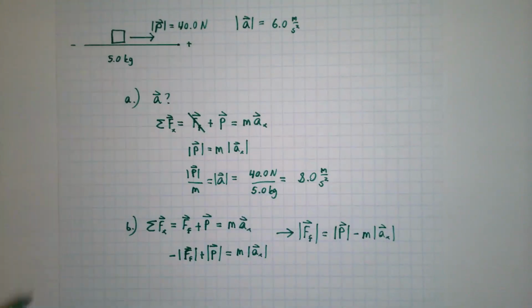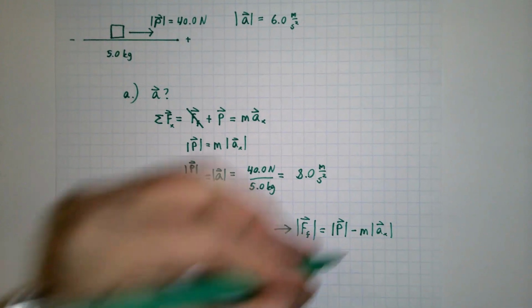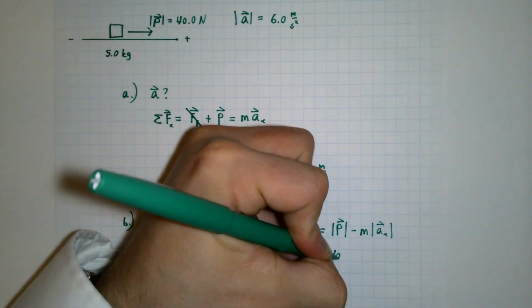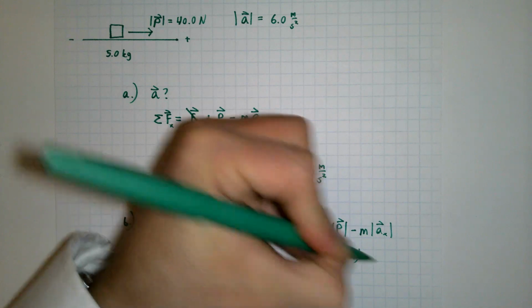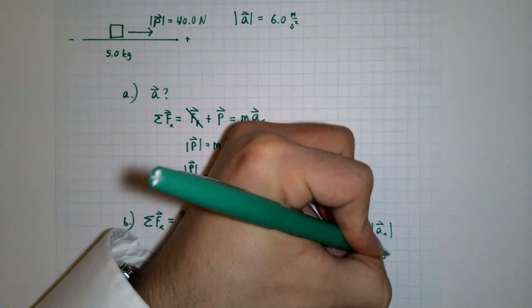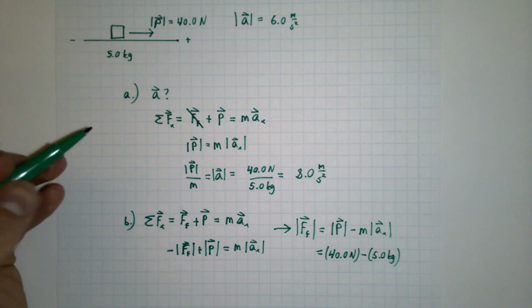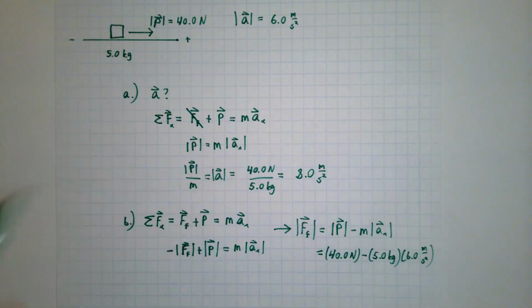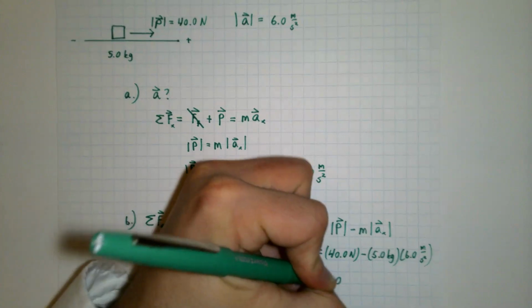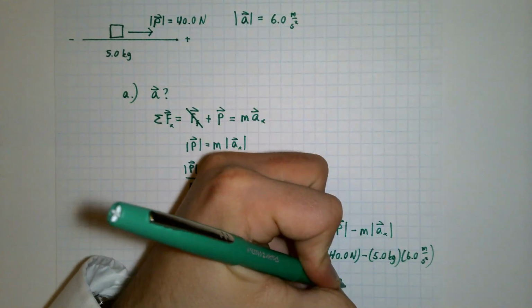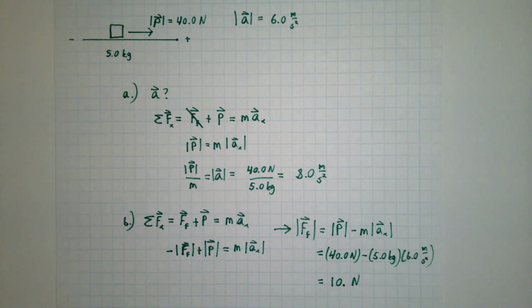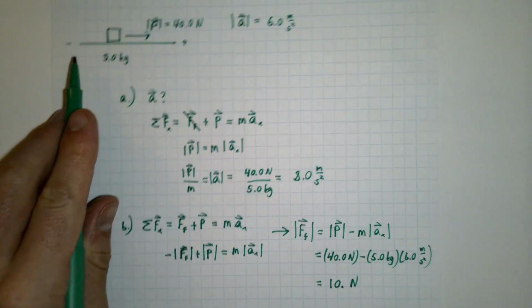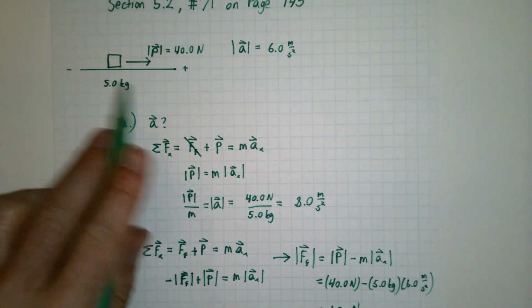We know that the push is 40.0 newtons, the mass is 5.0 kilograms, and the acceleration is 6.0 meters per second squared. So we find that our frictional force must be equal to 10 newtons, directed in the negative direction, opposing the push, opposing the motion of the object.